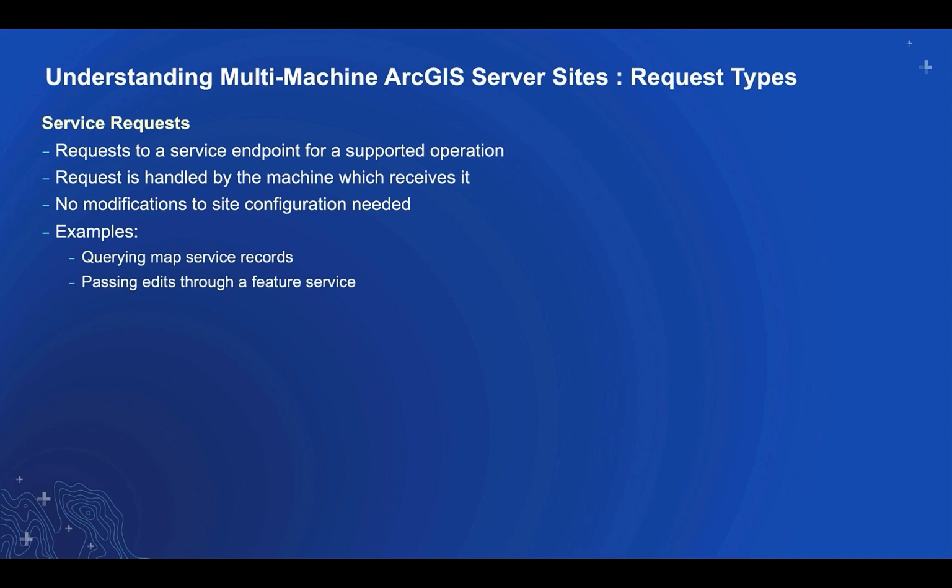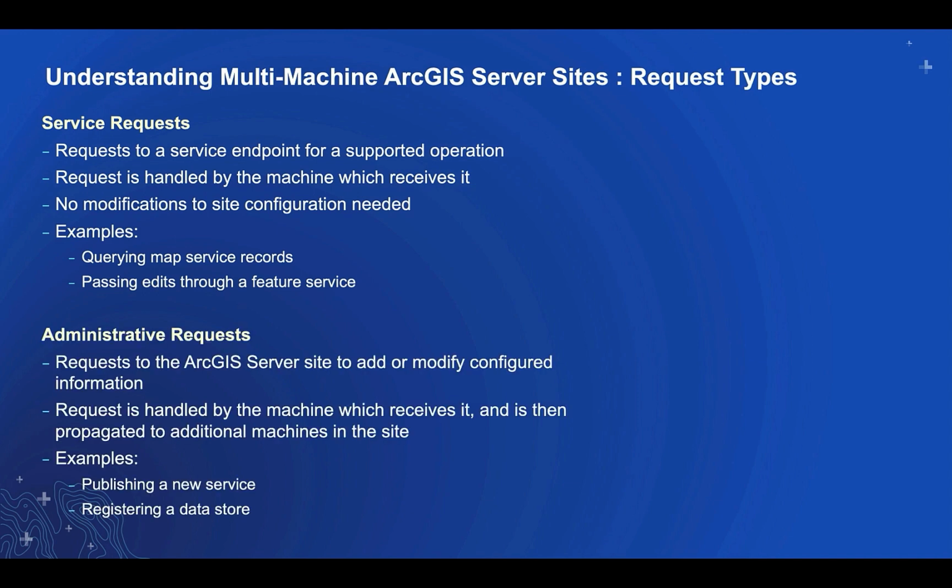Service requests are requests to a service endpoint for a supported operation. So it could be a request to a map service, hosted feature service, image service, etc. When service requests come in, the request is handled by the machine which receives it. No modification to site configuration is usually needed, and examples are querying a map service record, passing edits through a feature service, etc.